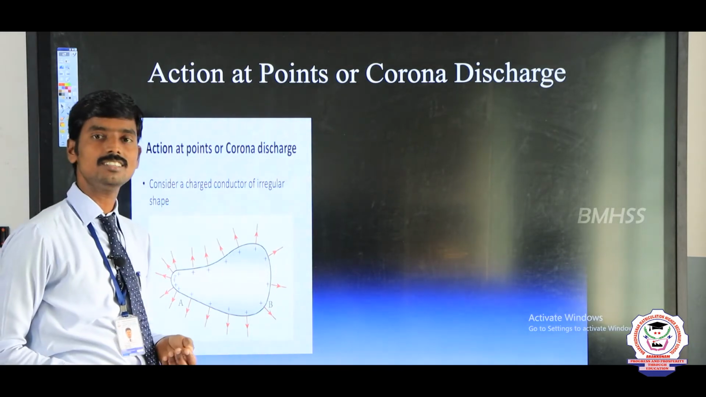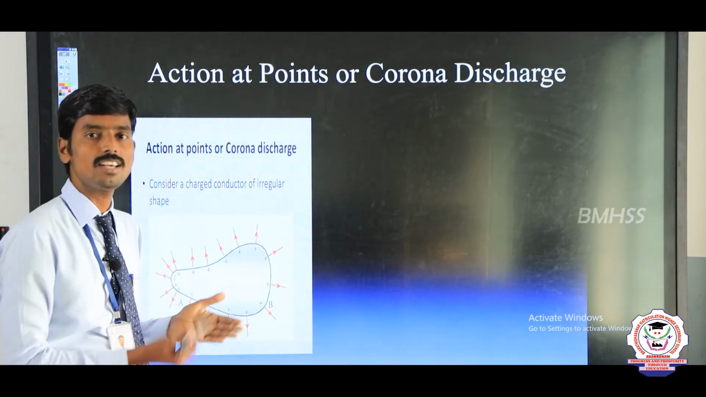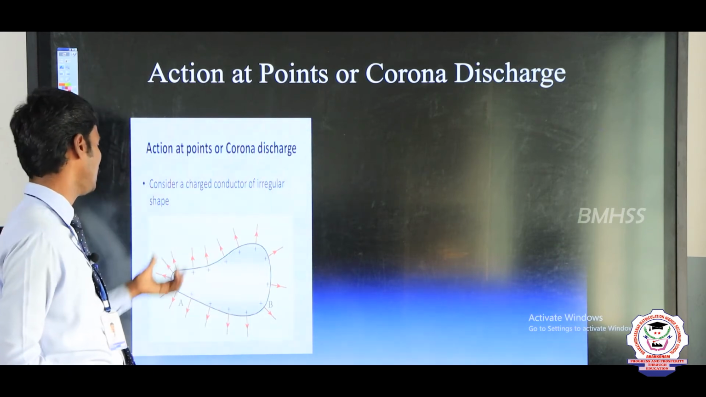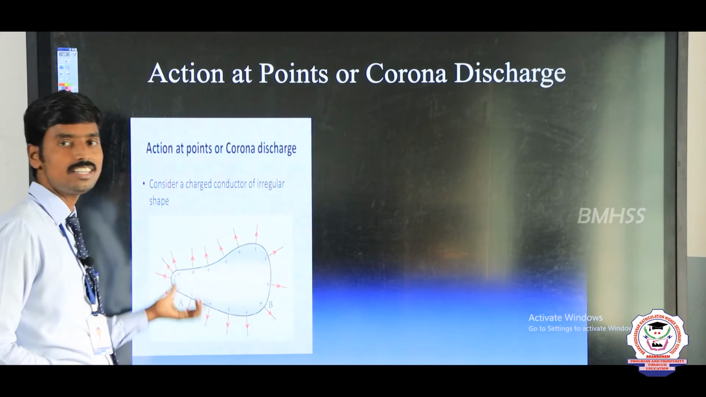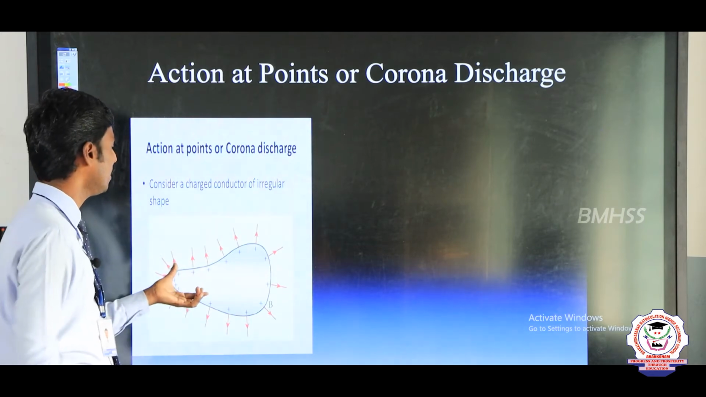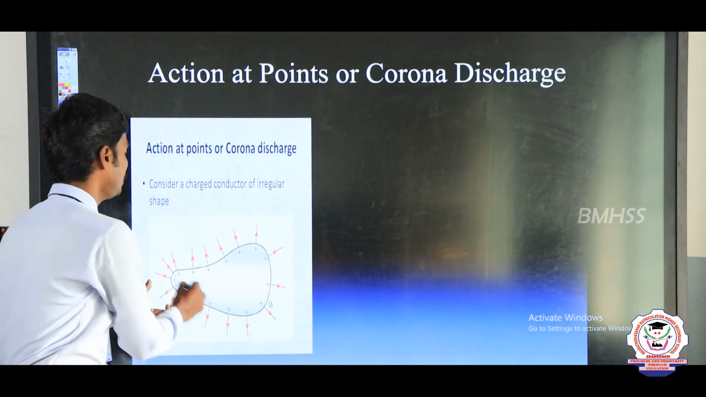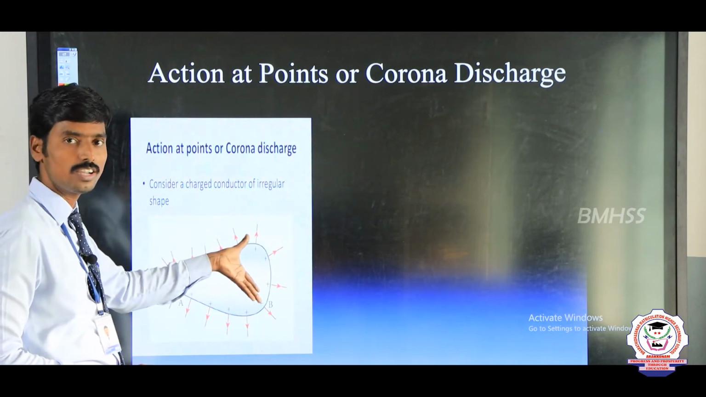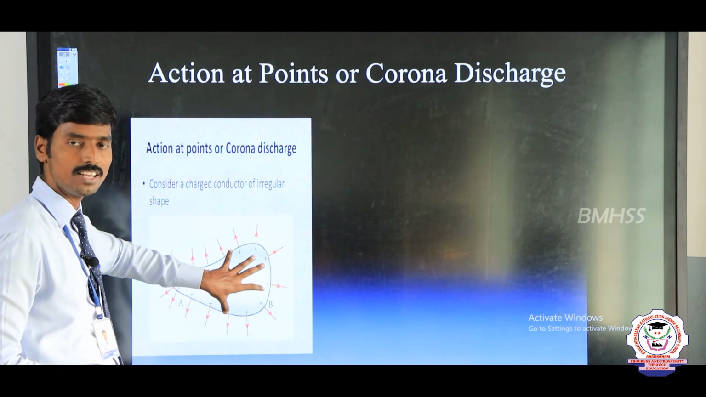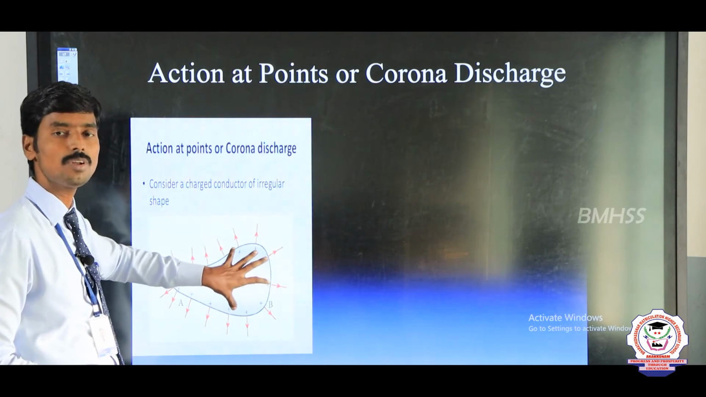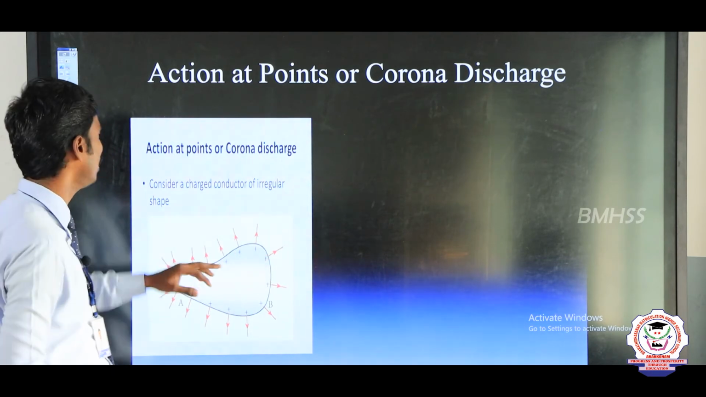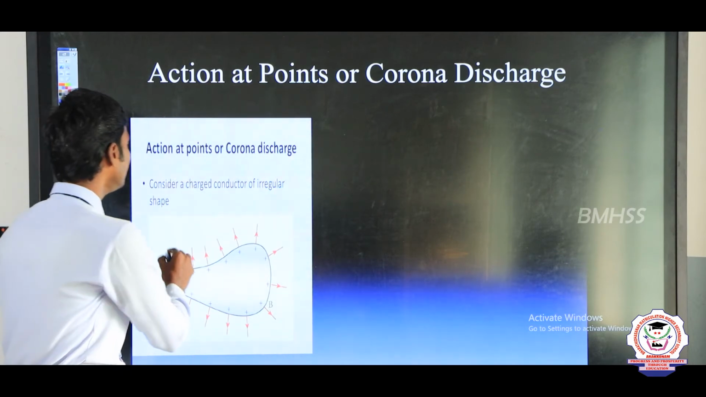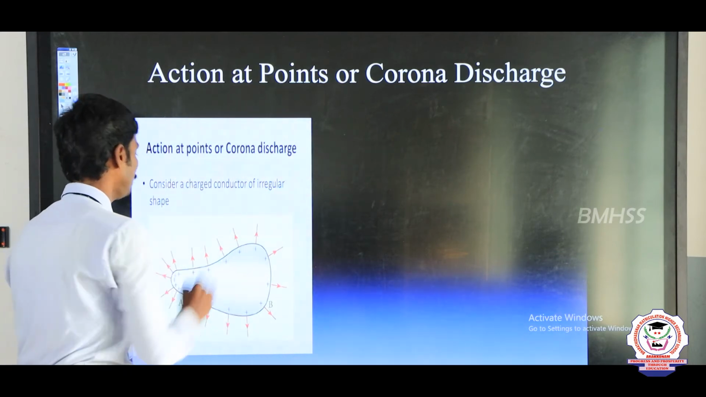Let us consider a metallic sphere, an irregular metallic shaped conductor. This is a charged conductor, and it consists of an irregular shape. So one point is a sharp edge, another point is broad. This metallic conductor consists of n number of charges. Now the action at a point is nothing but, let us consider a charged conductor of irregular shape.